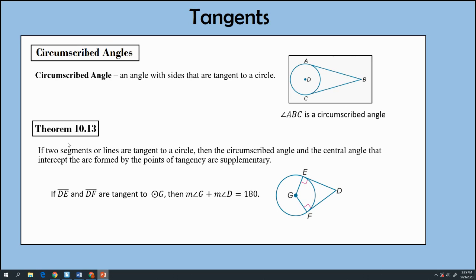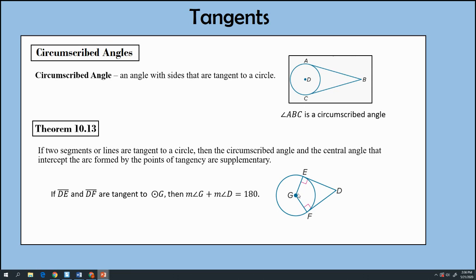If you look at the first part of the definition, we've got the circumscribed angle, so we have two segments or lines that are tangent to the circle. Here DE is tangent to the circle, and DF is tangent to the circle. So this is my circumscribed angle right here. Now, if I draw a radius from center G to the point of tangency E, we learned that whenever we draw a radius to a point of tangency, that's got to be a 90-degree angle. We learned that yesterday. Now down here at DF, if I draw a radius GF, that's also got to be 90 degrees. So we know that these two are 90 degrees.